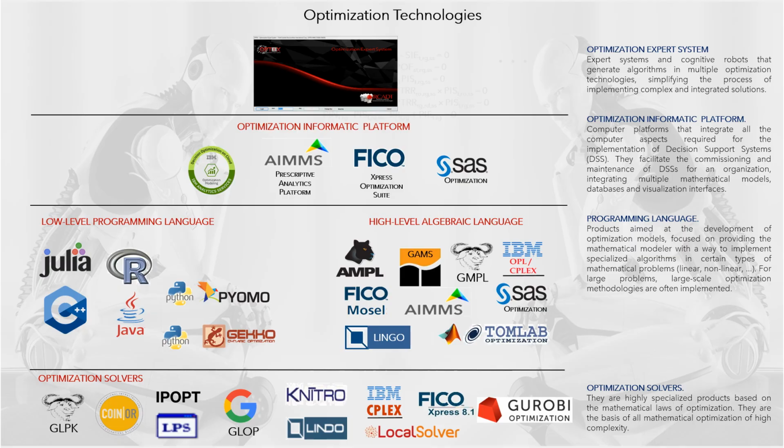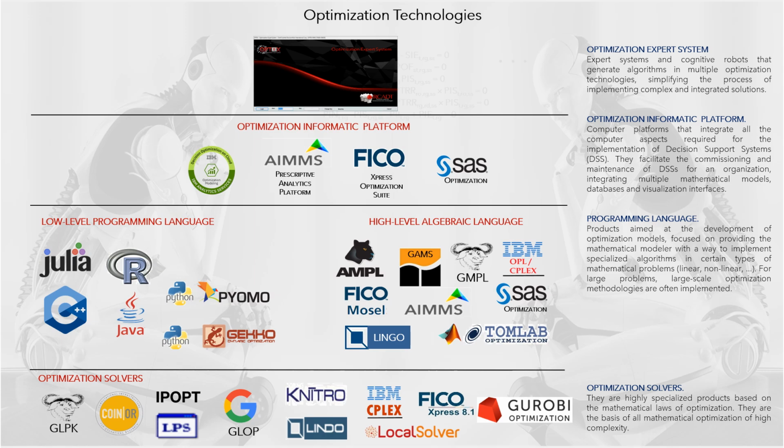Optimization technologies can be organized as follows. Optimization solvers. According to High, the most used are the commercial solvers, IBM CPLEX, Gurobi and Xpress. The course will focus on the relationship between solvers and GAMS.